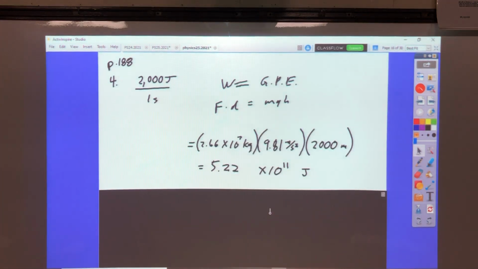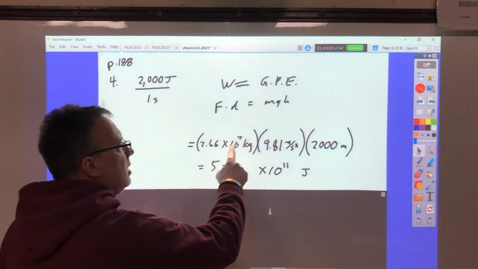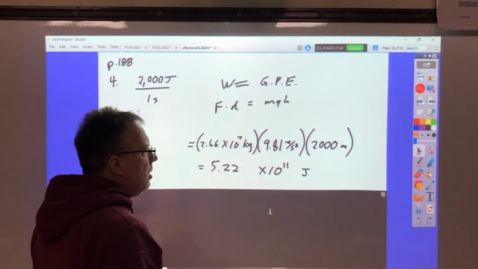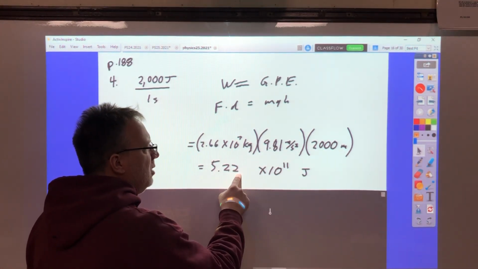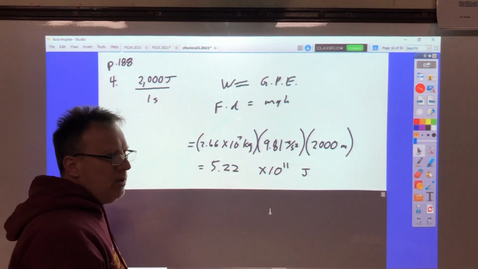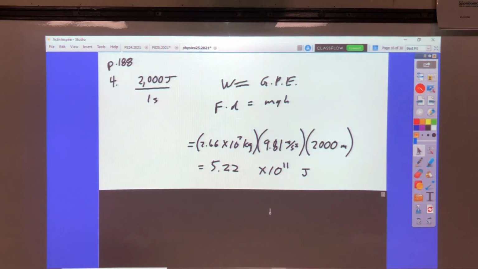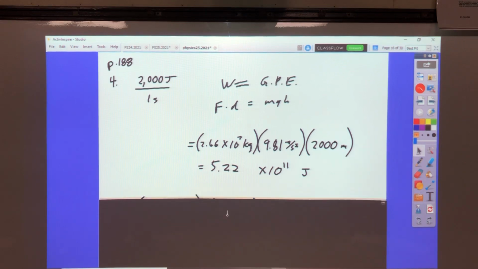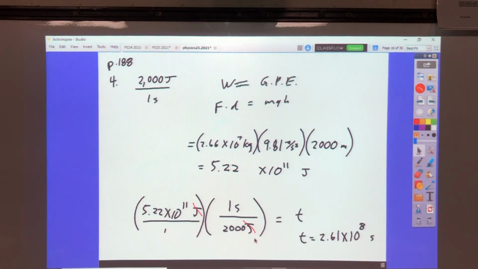Okay, so when you go m times g times h, you have to do 5.22 times 10 to the 11th joules. That's a ton. Well, it's more than a ton. It's a whole bunch of tons. So all we got to do is work our power equation. Now look how I did this. I didn't do it the same way.